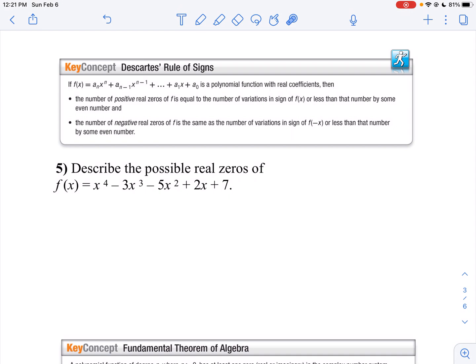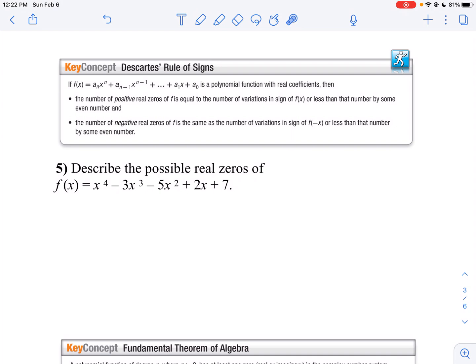So for example, if you got a polynomial with 6 sign changes, you could have 6 or 4 or 2 or 0 positive roots. And then we do f of negative x and do the same thing and count those sign changes. So let's take a look here. Let's start with our positive sign changes for f of x.